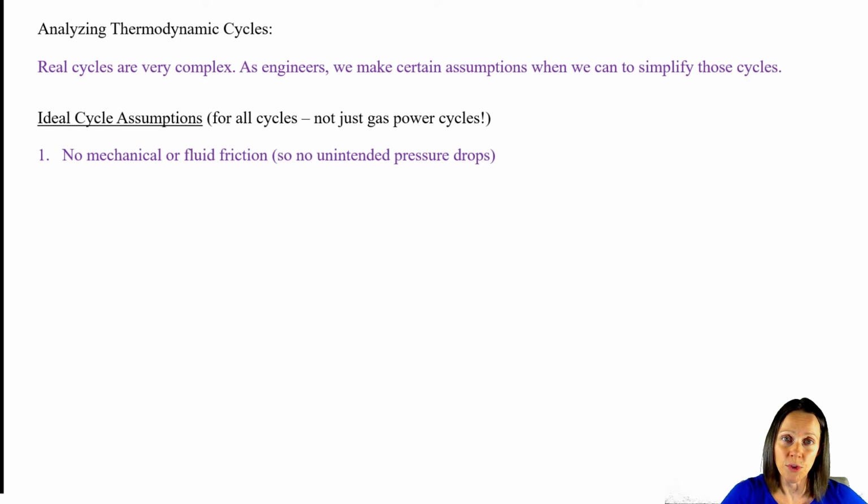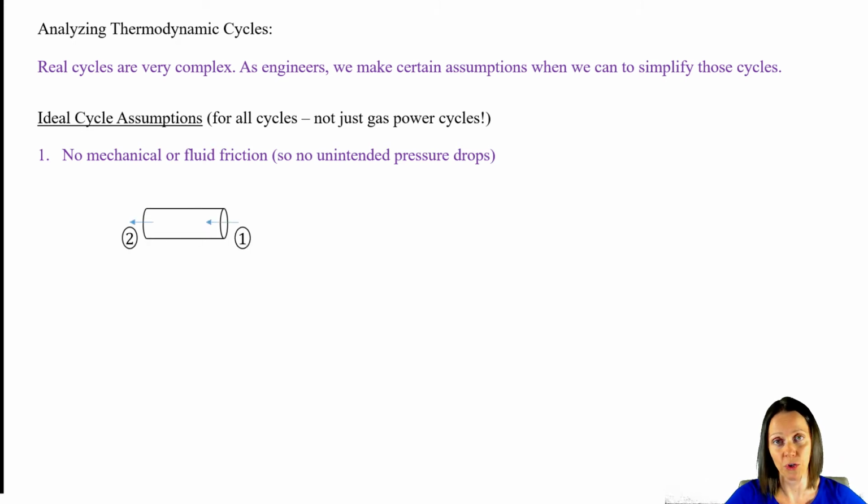So the first assumption that goes in there is that there is no friction, no mechanical friction and no fluid friction. And fluid friction is the thing that would cause a pressure drop. So if you're looking at, say, pipe flow from state 1 to state 2 here, you wouldn't have any fluid friction, so the pressure wouldn't drop.